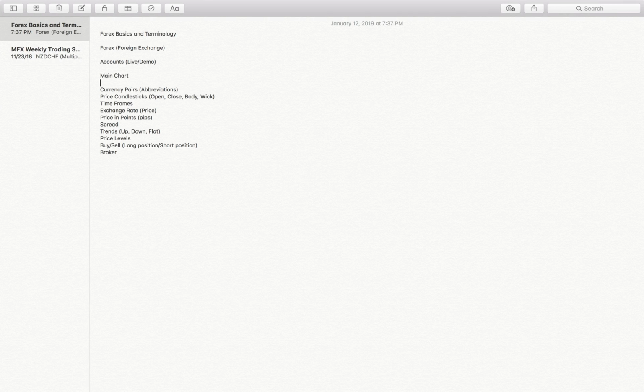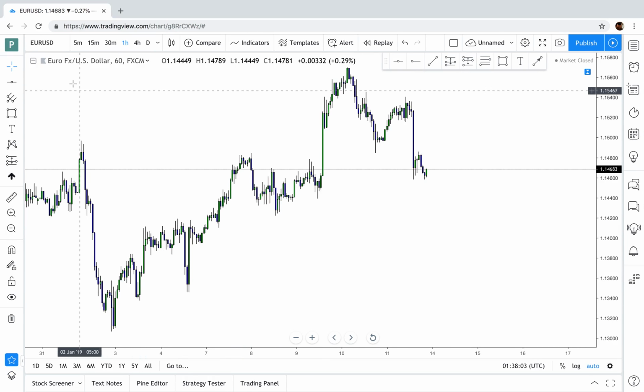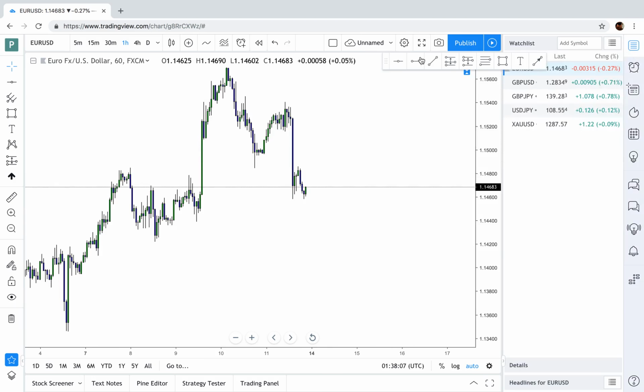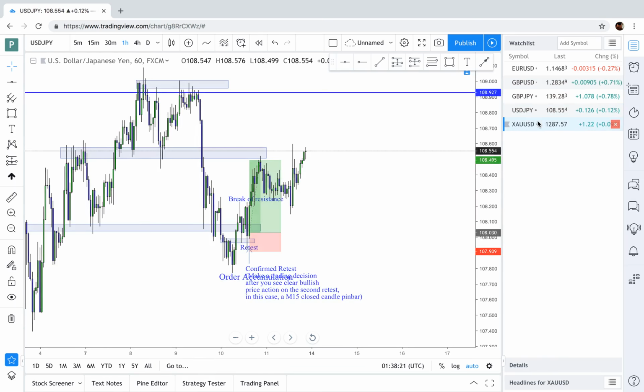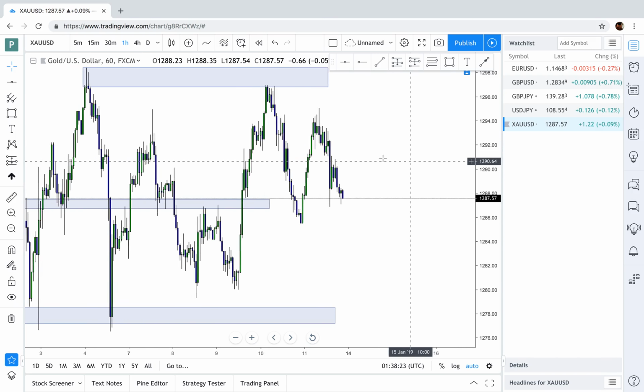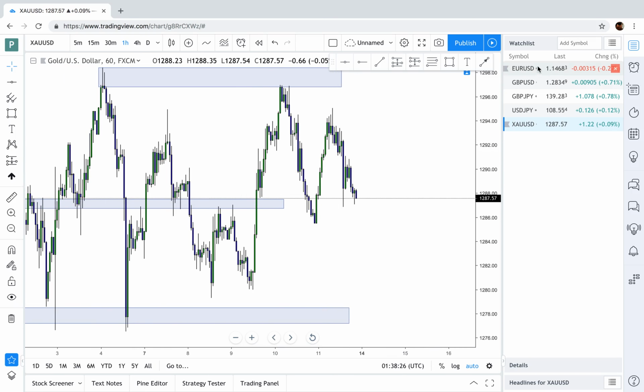The next portion is currency pairs, and we're going to go over abbreviations as well. Currency pairs, like I've touched on, are this right here. There's a couple of different currency pairs. I'm going to drag this out so you can see it a little better. As you can see, we have EUR/USD, GBP/USD, GBP/JPY. We have these five little things that you can click on. These are all called currency pairs, and each currency pair has its respective chart for what price is doing.